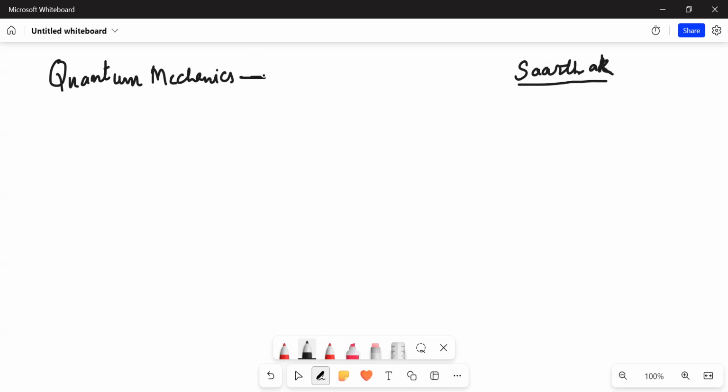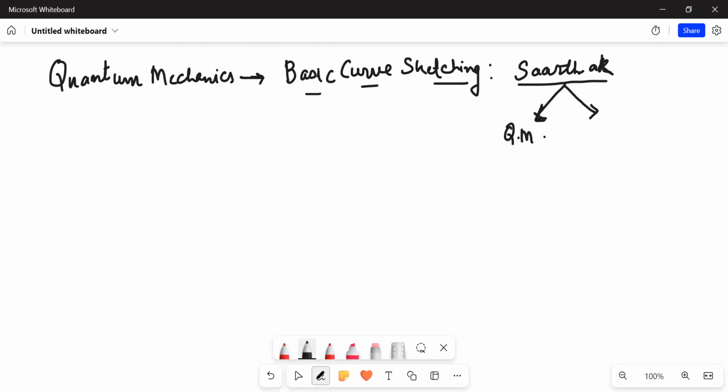So today I thought what to start with. I'll start with basic curve sketching, because this is quite basic, and once you know how to sketch different curves, this will be an important thing for you. Another lecture that I've scheduled is mathematical physics. So in Sarthak Initiative, initially we are beginning with two of the most important topics, quantum mechanics and mathematical physics. After quantum mechanics, we may shift to classical mechanics like Lagrangian, Hamiltonian, and all those things.